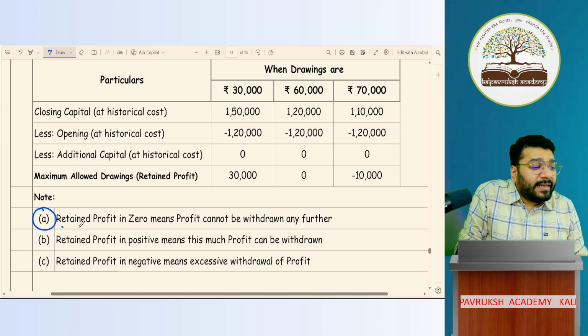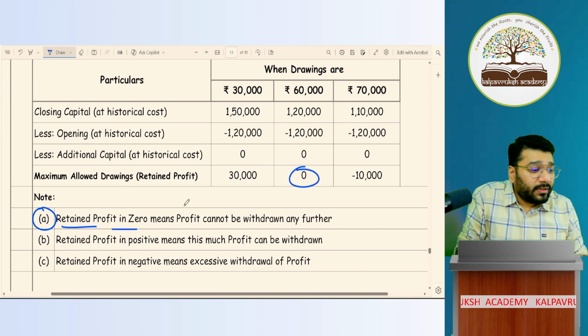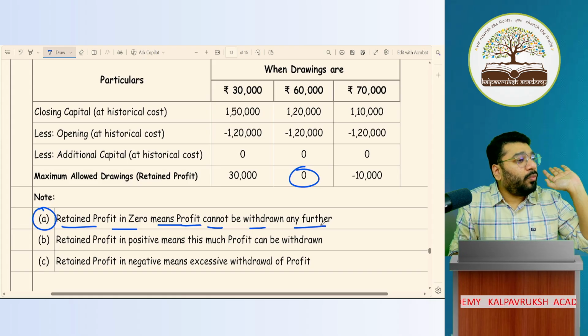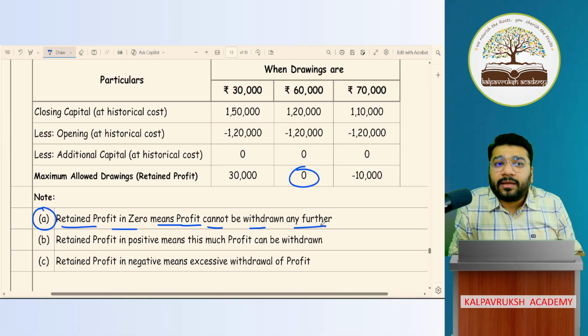Now come back here. A scenario when the retained profit is zero. It means profit cannot be withdrawn any further. Already you withdrew the money. Whatever you earned, everything is withdrawn. You cannot withdraw anything more than this.